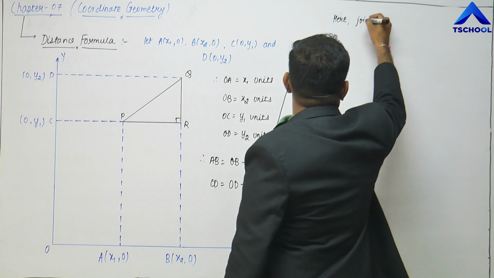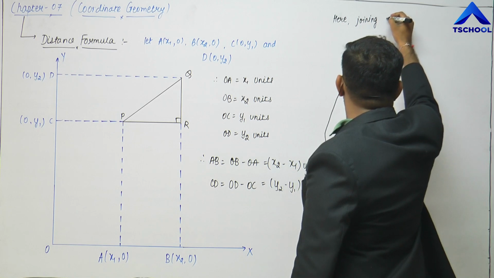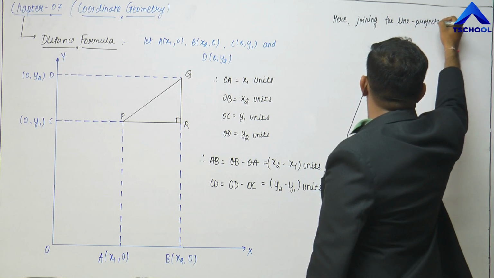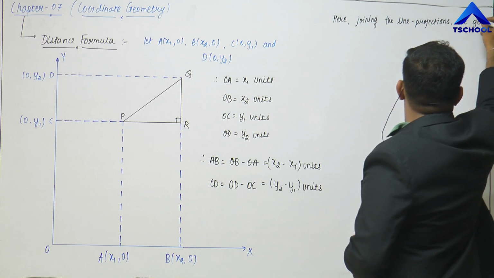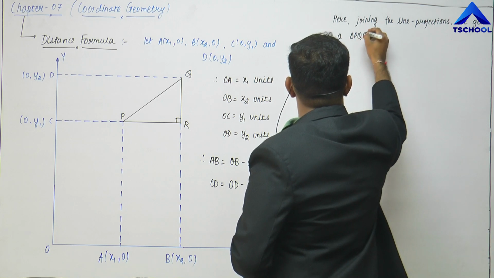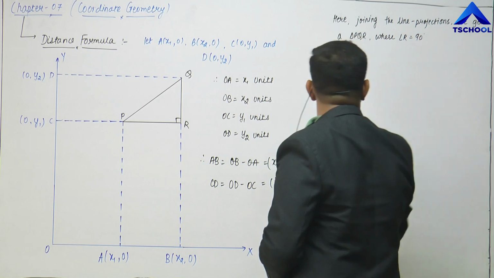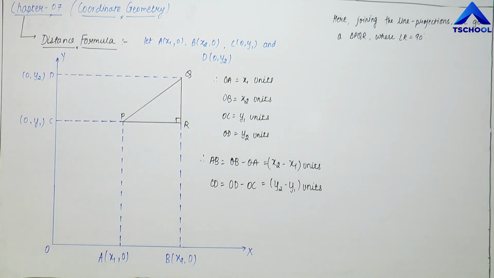Joining the line projections, we get a triangle PQR where angle R is equal to 90 degrees. So you can say that triangle PQR so formed is a right angled triangle.